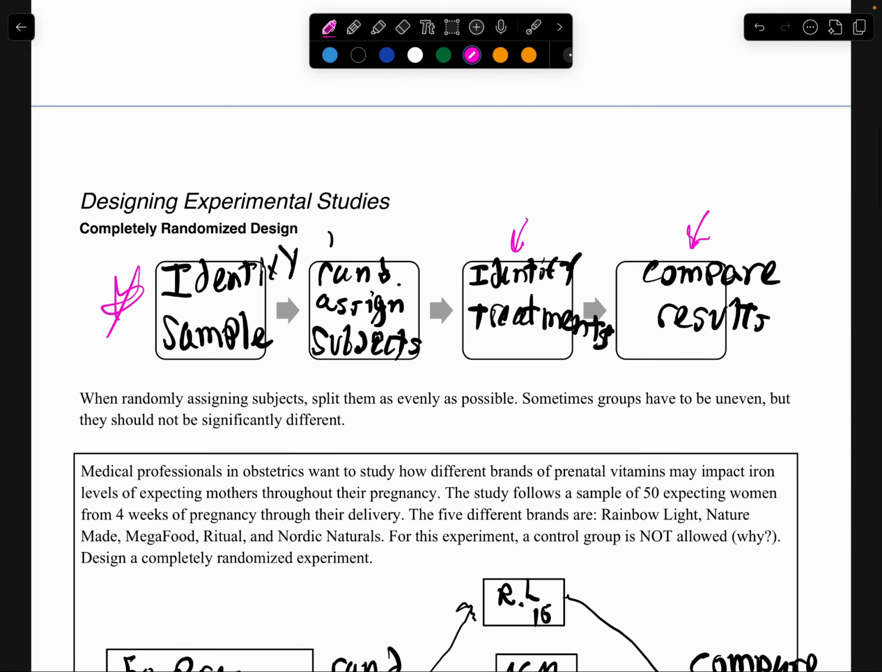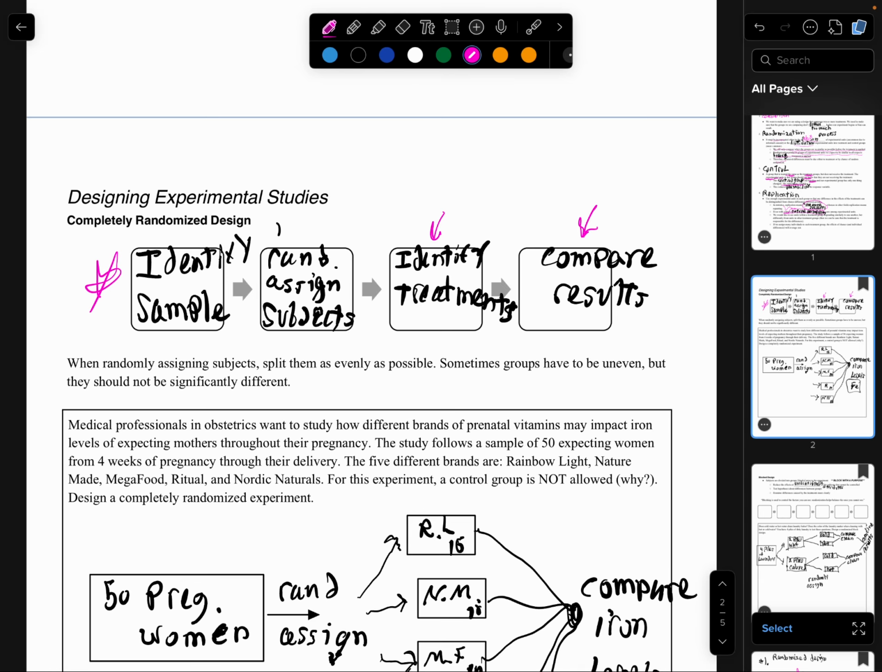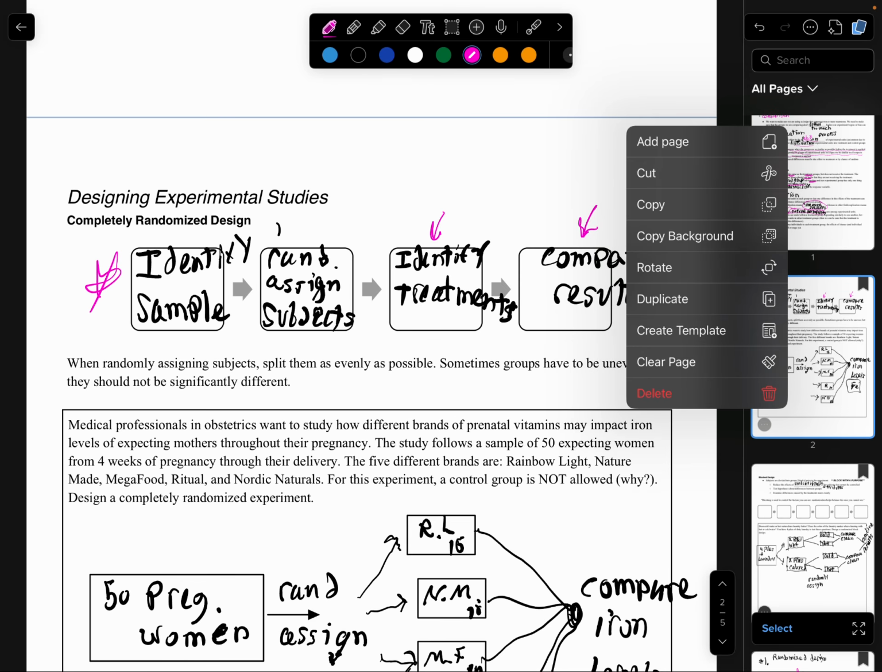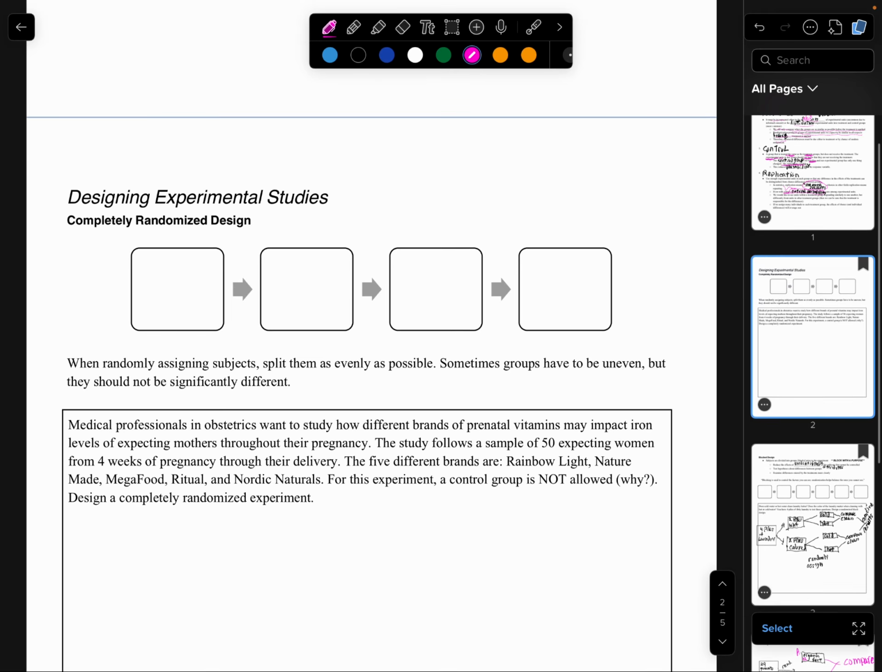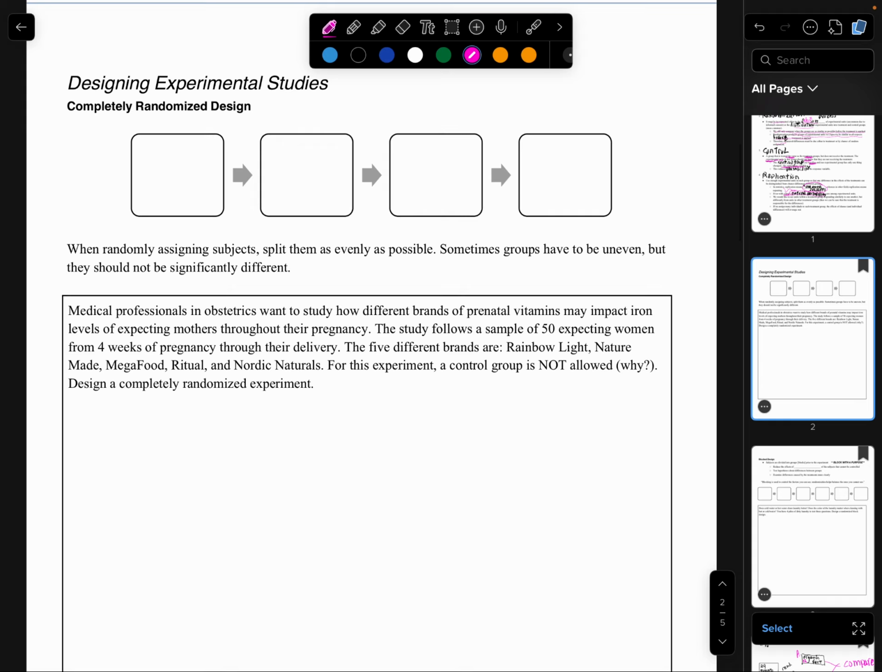So here it is. Let me delete this page for you to help you sift through it a little bit better. Clear page. And I can clear that page too. Clear page. Okay.